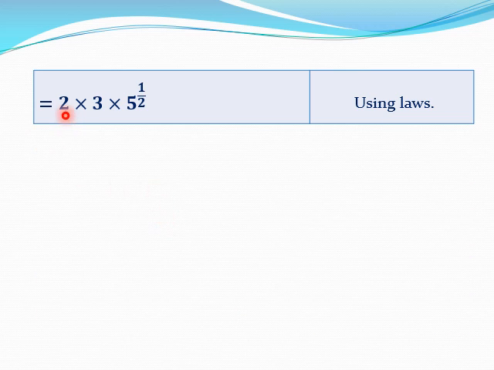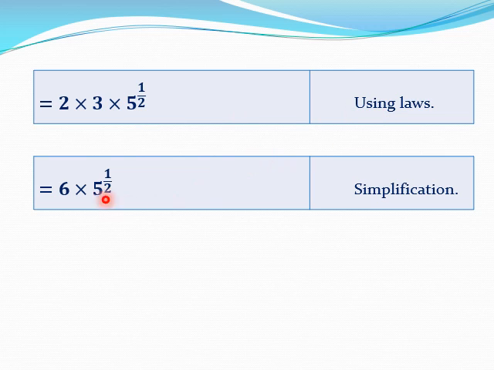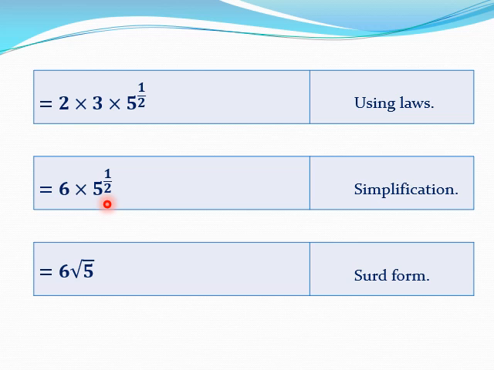After simplification, 2 raised to power 2 into 1 by 2 becomes 2 only, and 3 raised to power 2 into 1 by 2 becomes 3 only, and 5 raised to power 1 by 2. Using laws, 2 multiplied by 3 becomes 6, and 5 raised to power 1 by 2. So after simplification, we can write 6 into 5 raised to power 1 by 2, and this is its exponential form. After writing it in surd form, we can write it as 6 square root of 5, and this is the simplified form of a surd.